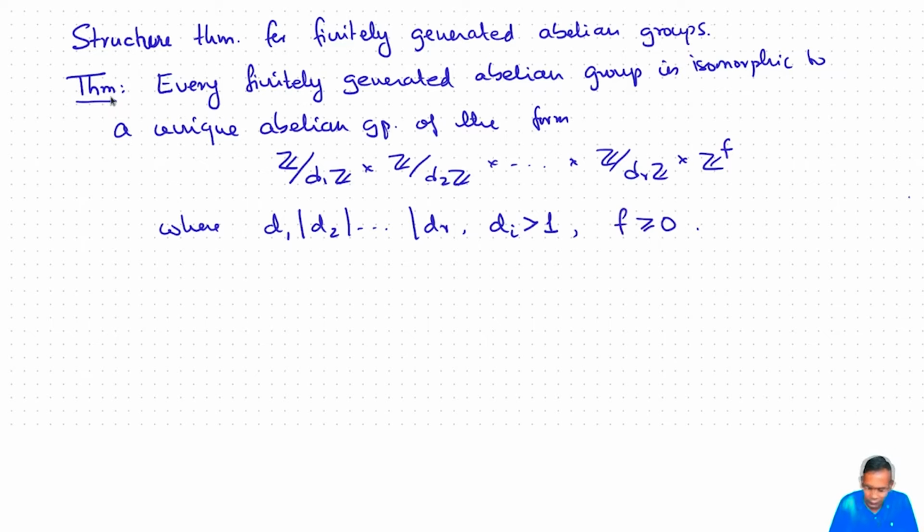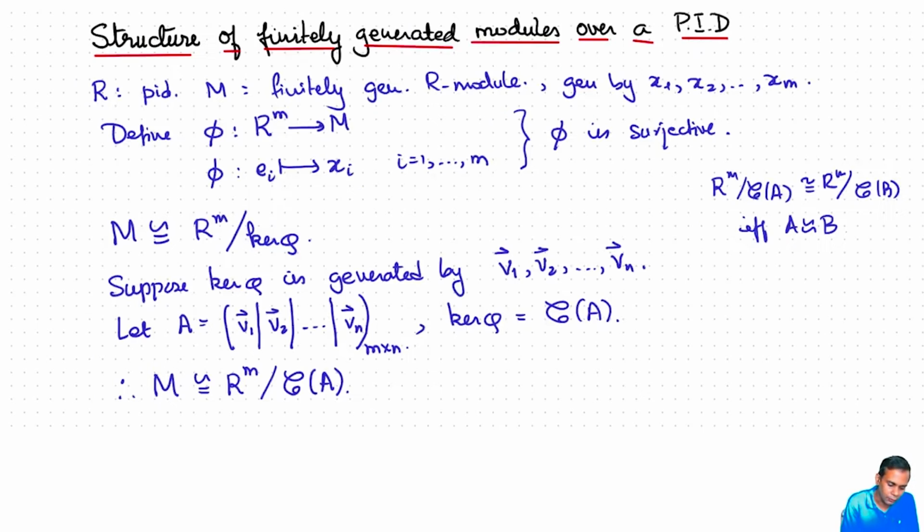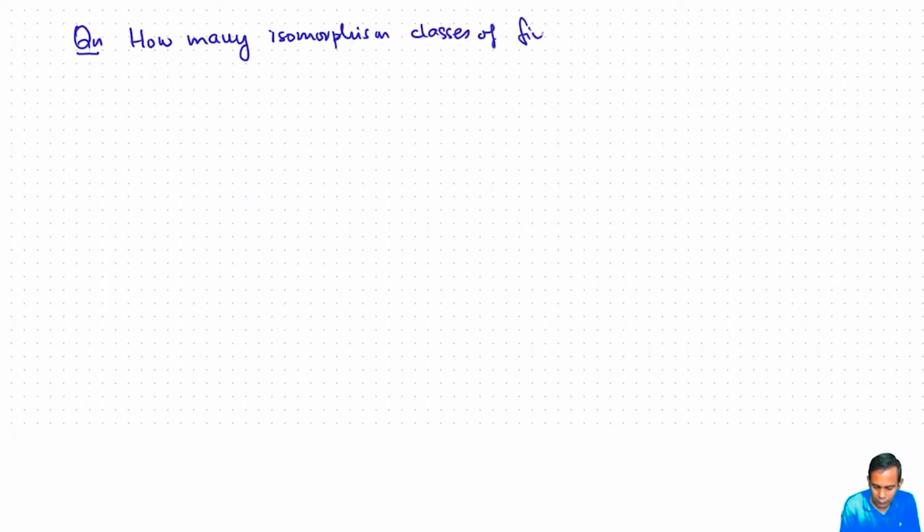So such a group is finite if and only if f is 0, and let's call this A. So note one, A is finite if and only if f is 0, and if f is 0, then the order of A is the product of these integers d1 d2 up to dr. You can ask, for example, how many isomorphism classes of finite abelian groups of order 12 are there? How do we solve this problem?